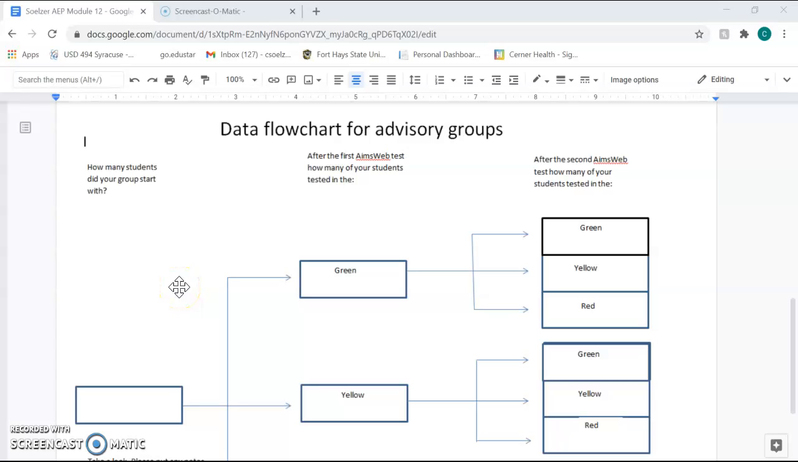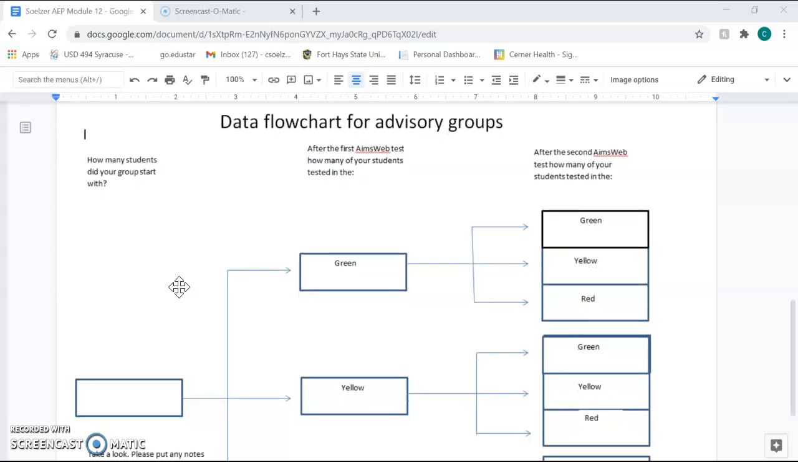Hello, this is my Module 12. So this is my data flowchart for advisory groups. Advisory groups are something that we do in my school based off of our Ames web tests, and we break them up into the different tiers.